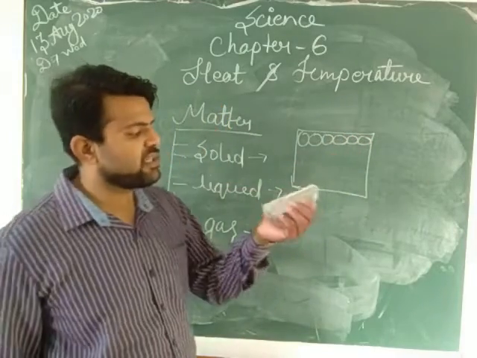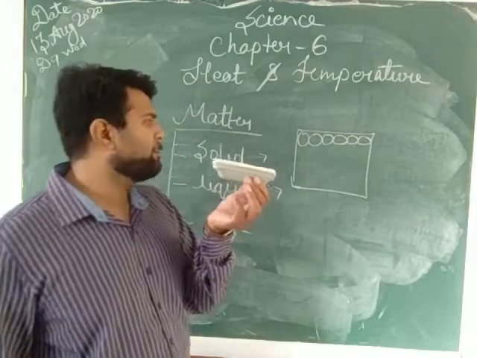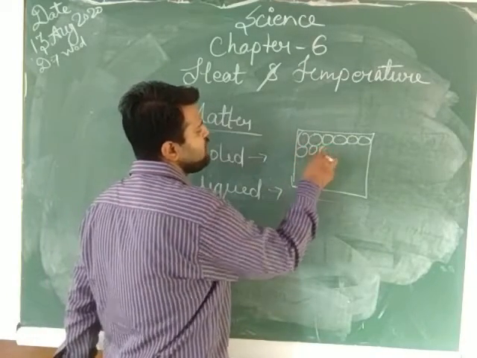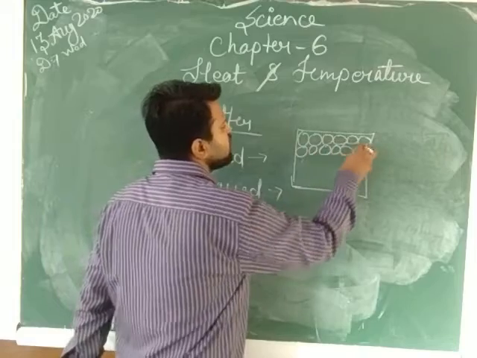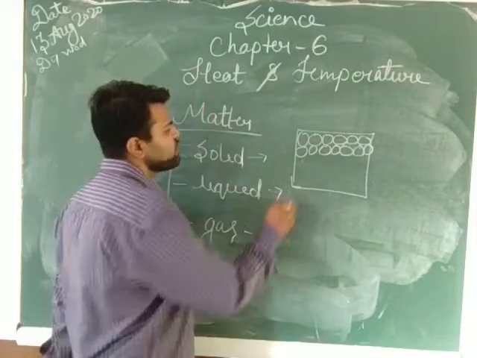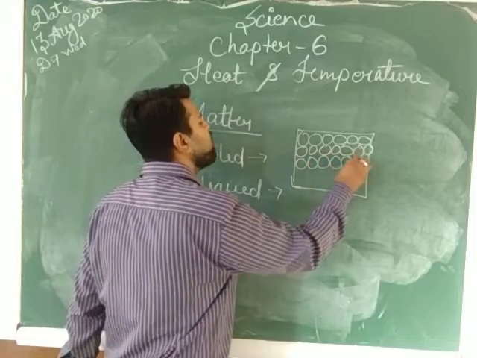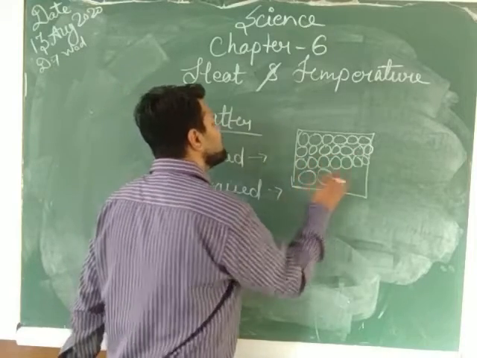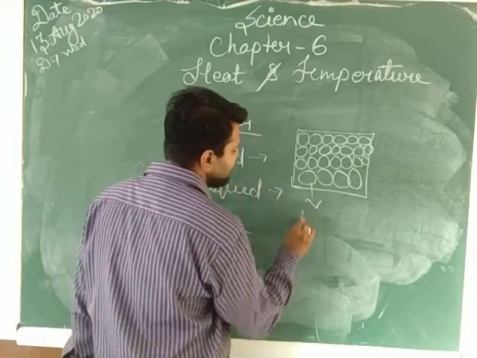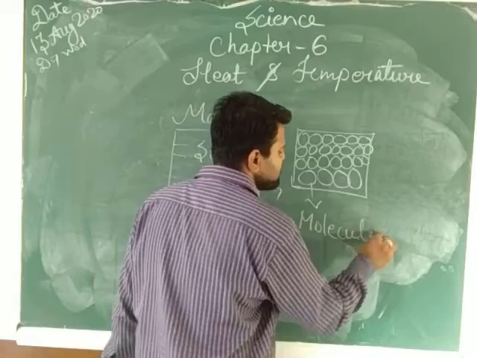Suppose I am having this duster. What is this duster made up of? This duster is made up of small particles of plastic. A wooden block is made up of small particles of wood. Everything is made up of small particles, and these small particles are known as molecules.